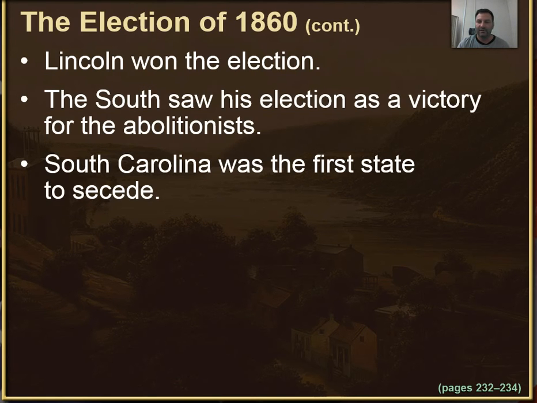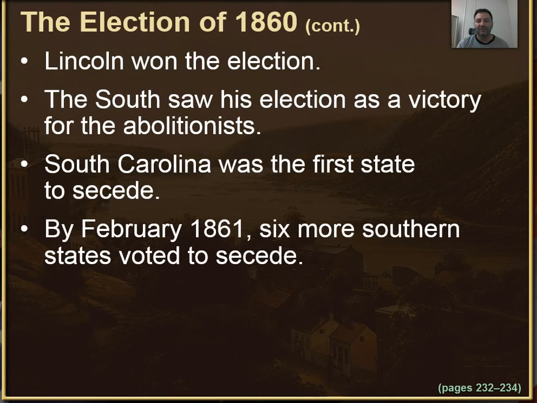Now, the South saw his election as a victory for abolitionists. South Carolina became the first state to secede from the Union. By February of 1861, 6 more Southern states had voted to secede.